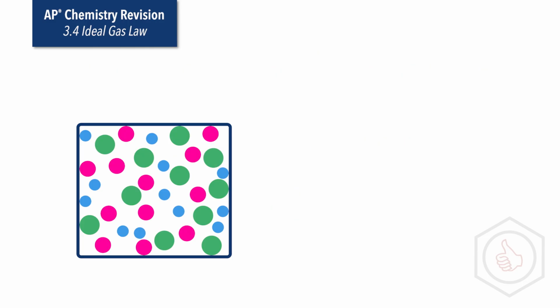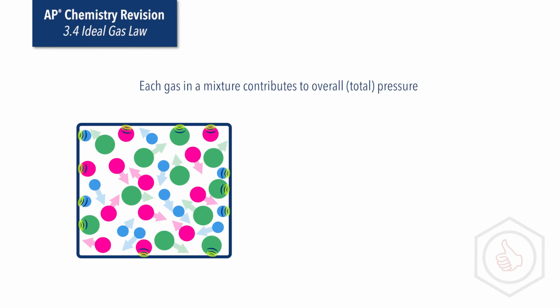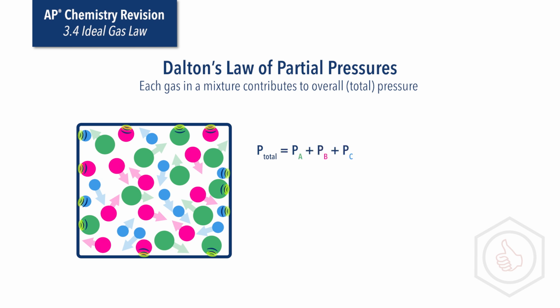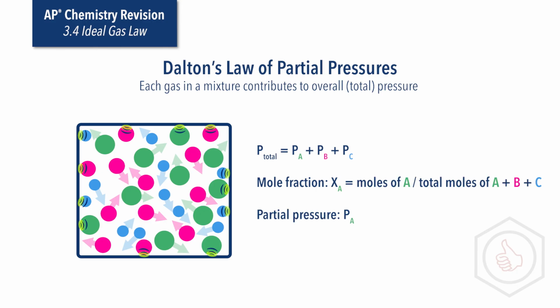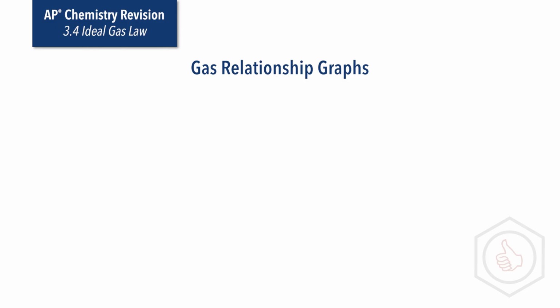In mixtures of gases, each gas contributes to the total pressure independently. This is called Dalton's law of partial pressures, where the total pressure, P total, equals the partial pressures of all gases present added together. The mole fraction of a gas is the moles of a particular gas divided by the total moles of all gas. And the partial pressure of a gas equals its mole fraction times the total pressure of the system. Notice here how an ideal gas assumption is really important, because we're treating the different types of gas in the system identically.